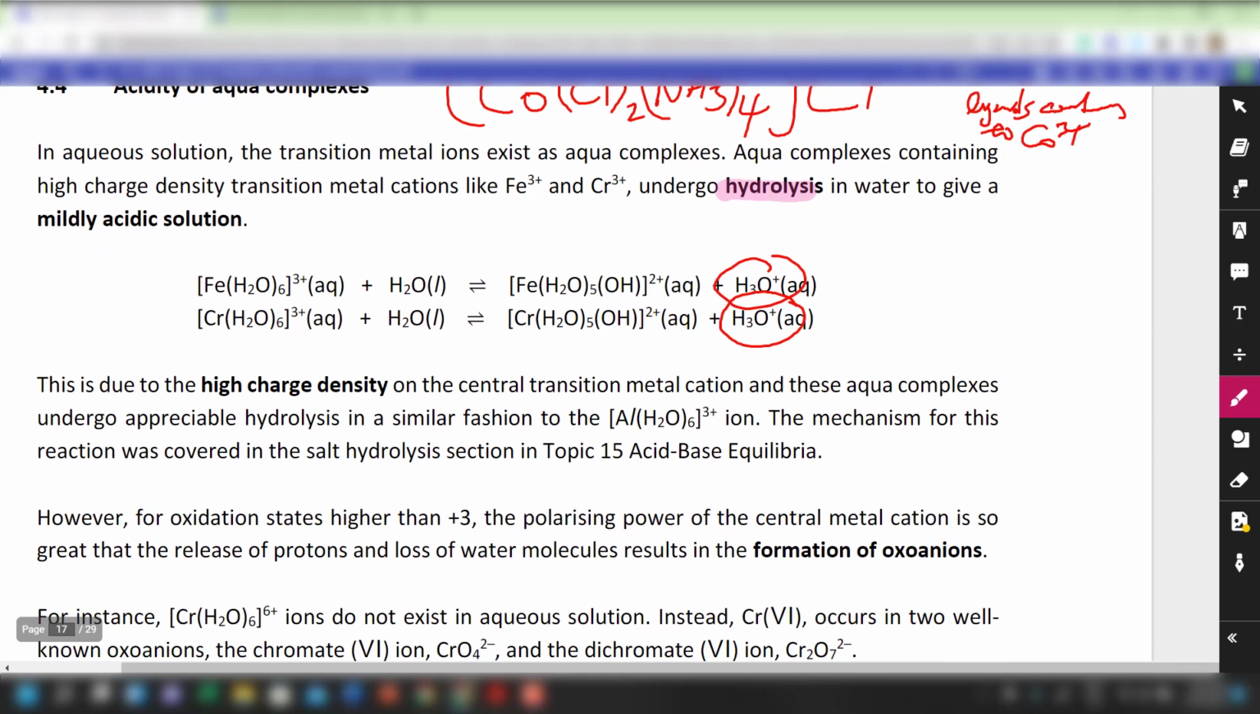Then you might be asking, what about +2? Are they totally not acidic? No, this is not true. They are very slightly acidic, but usually we don't want to make a big hoo-ha out of it.